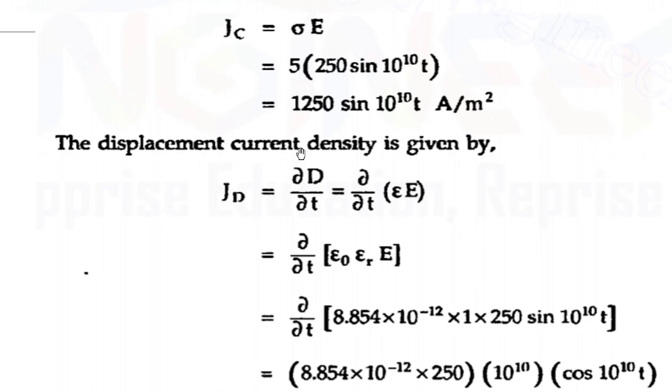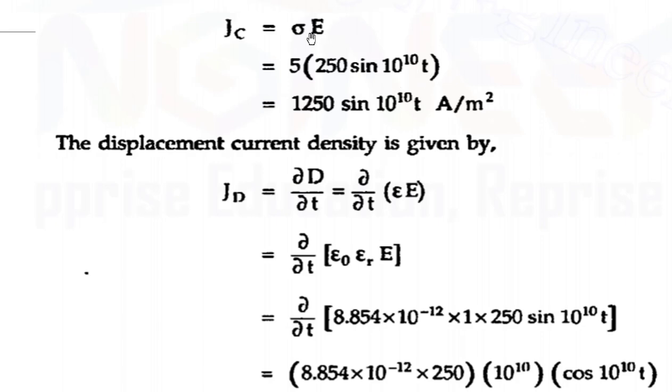So Jc, we know already, is given by sigma into E. Sigma is given as 5, E is given as 250 sin(10^10 t). In this equation, 250 is the value of Em, that is the magnitude or maximum value of the E field. Sine variation is there. 10^10 means omega, so omega has a value of 10^10 radians per second, and t is given. So it is an Em sin(omega t) kind of equation for E.